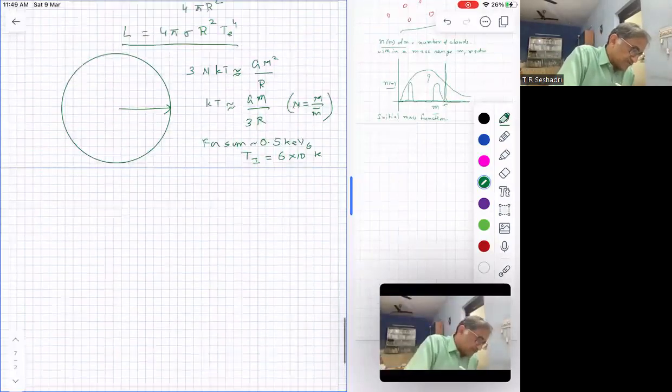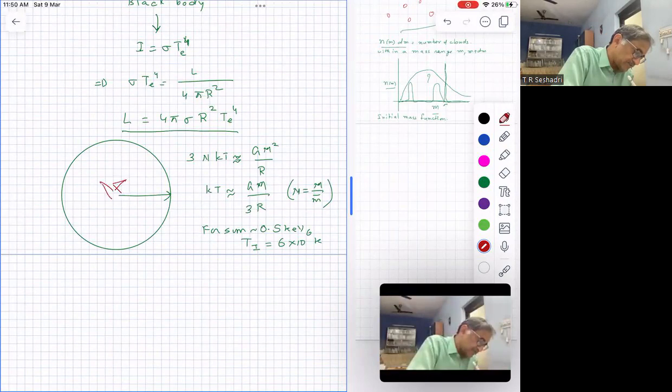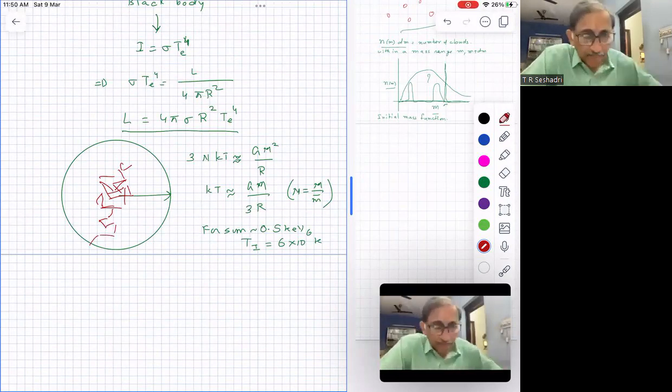It actually starts from some point. This is something which I did in the beginning. It goes some distance. The photon goes here, falls here, goes here, goes here, goes here. It's a kind of a complete random walk, and like this, at some point, it comes out.